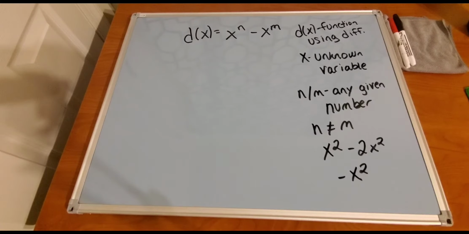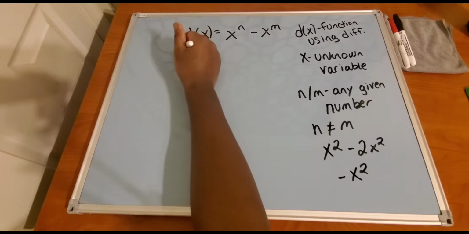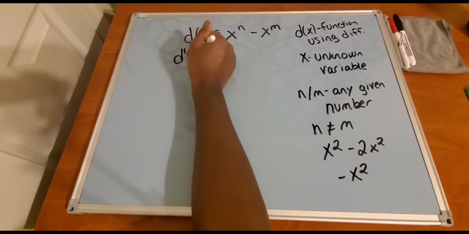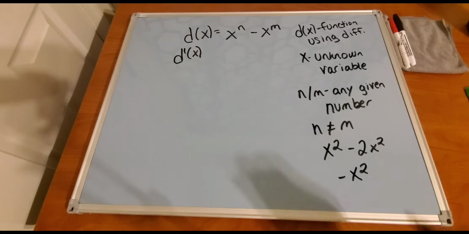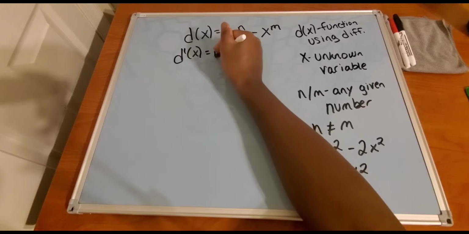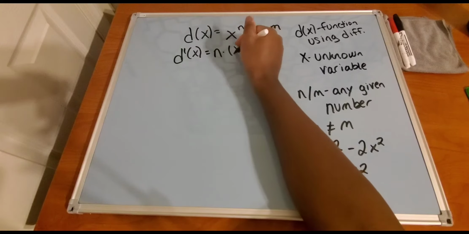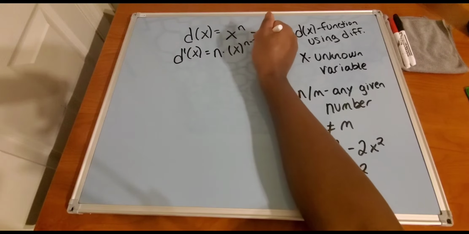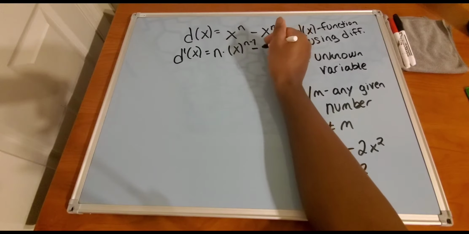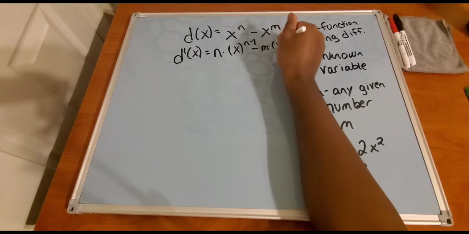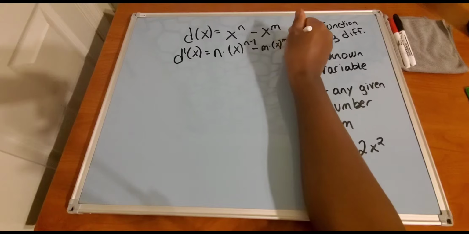So there's really no need to go through all that. Let's go ahead and write the actual definition of it. The first derivative of this function will be equal to n times x raised to n minus 1, minus m times x raised to m minus 1.